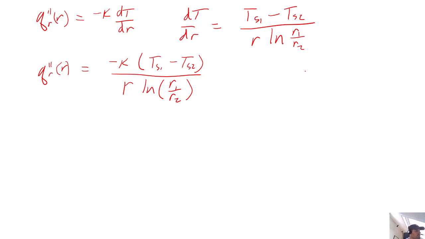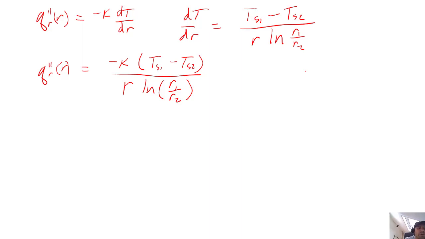And that is because as you go out further and further away, there's more and more area. As R gets bigger, there's more and more area normal to the flow of heat, so that if you have a constant amount of heat, then that heat is being dissipated over an increasing surface area as you go out further.